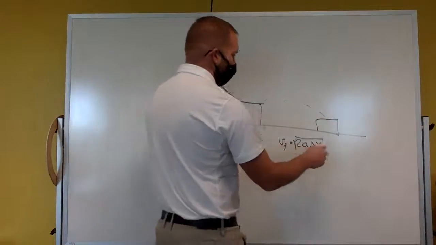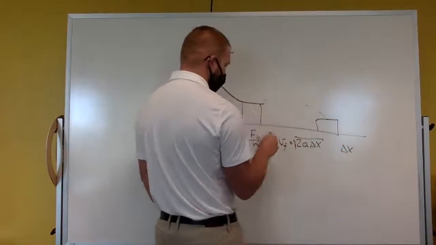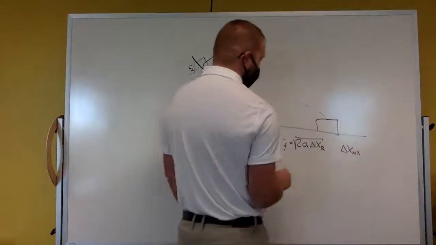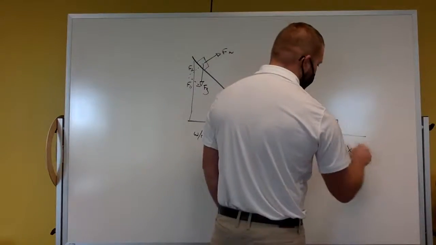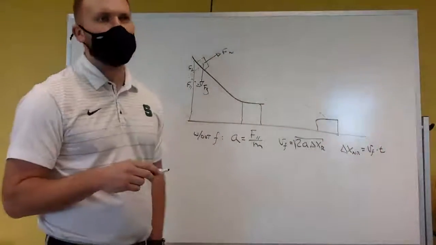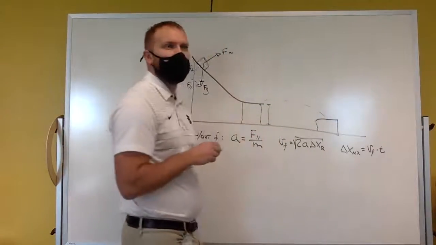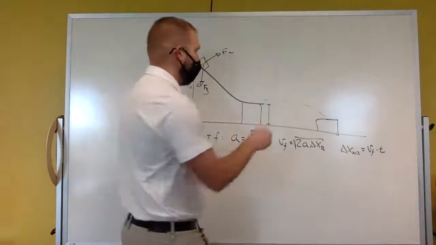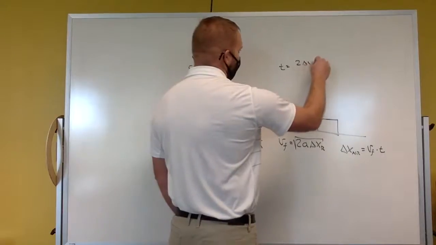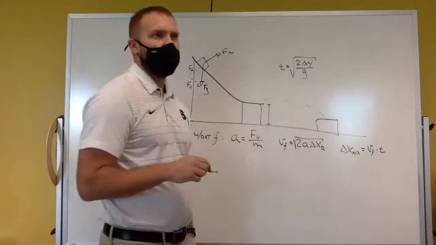And then I could figure out my displacement, this displacement. So this is displacement on the ramp. This is displacement in the air, right? Which would be velocity final times time, right? And if I know this height here, I could find the time, where the time is going to equal the square root of 2 times my change in position y over little g, okay?